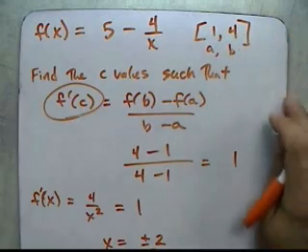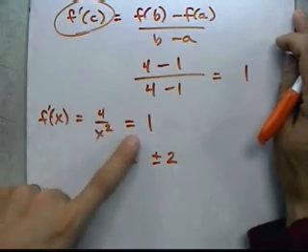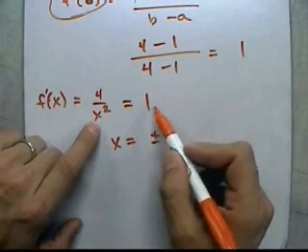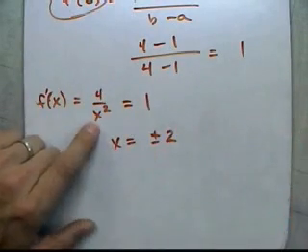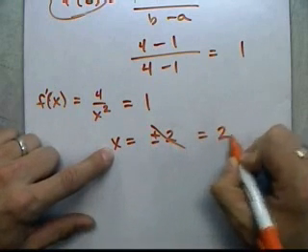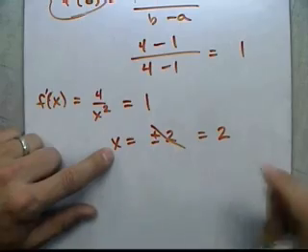Yep. Where'd you get the plus and negative 2? Because if I plug in a plus or negative 2 here, 4 over that squared is going to give me 1. If I were to try to solve that, I would multiply by x squared on both sides and then square root both sides. So I get x is plus or minus 2, but I'm going to scratch that, and I'm going to say x equals a positive 2, and that's because of my interval. It's got to be the interval between 1 and 4.